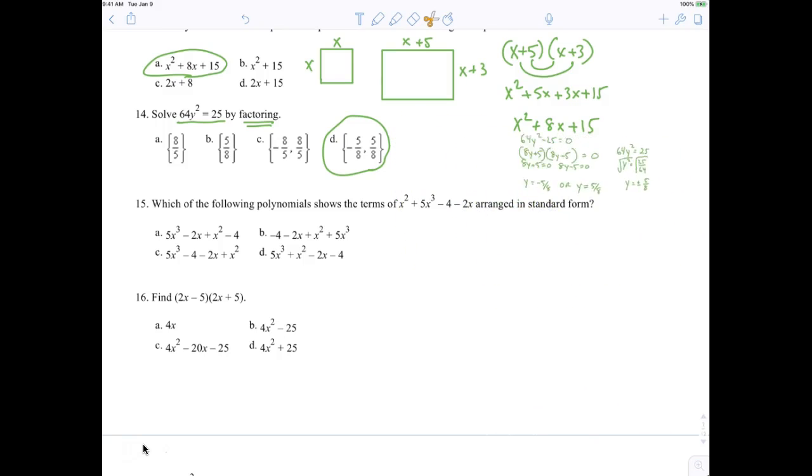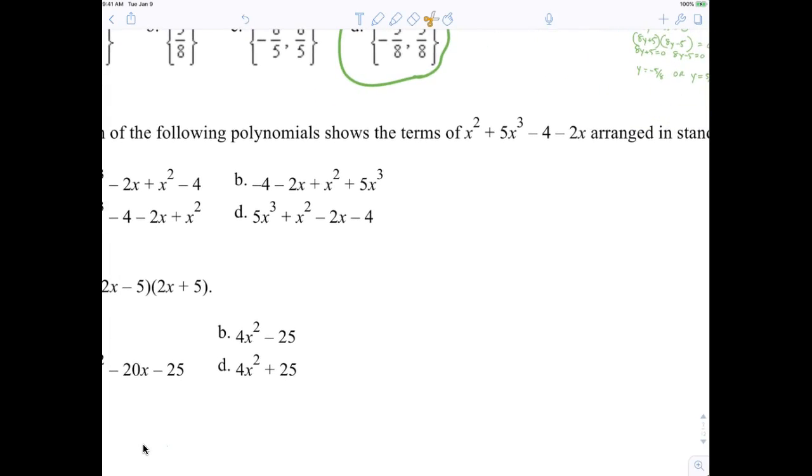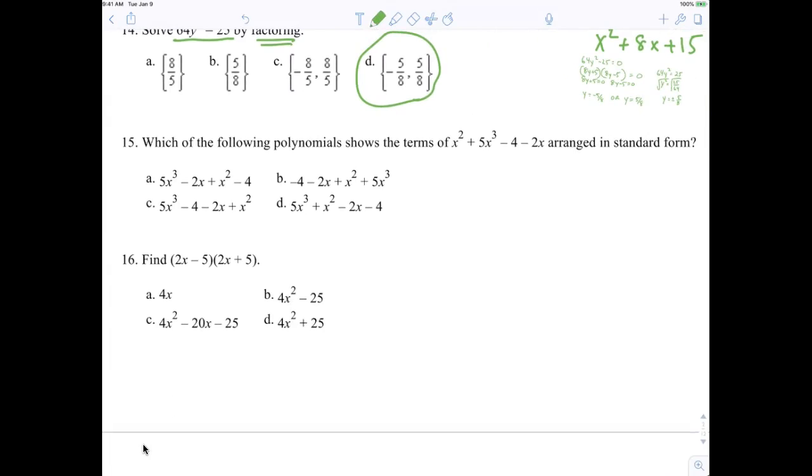All right, so when we go large to small, it's going to be what first? 5x cubed first. So that's out. Then the square term's next. So the only answer now is what? D, right? All right. Largest exponent to smallest exponent. Everybody good?